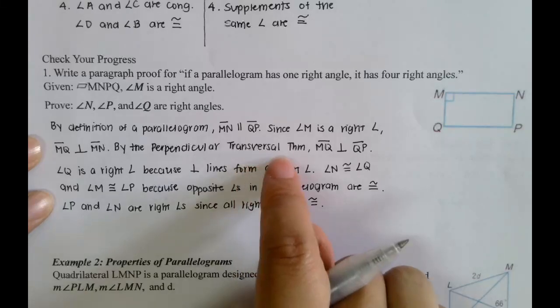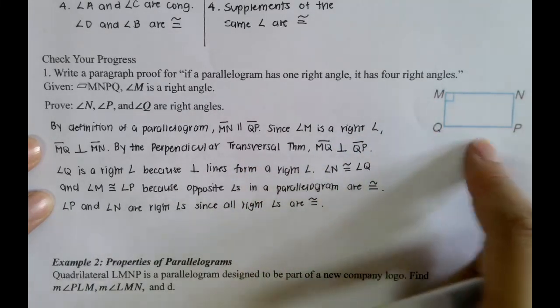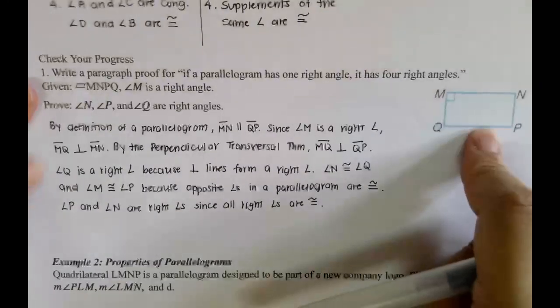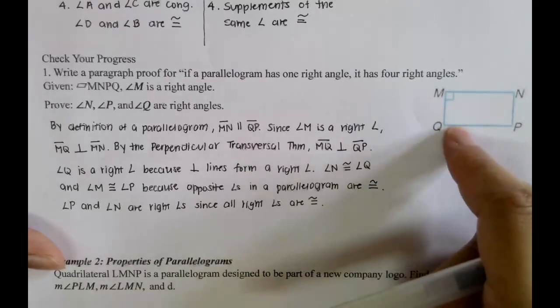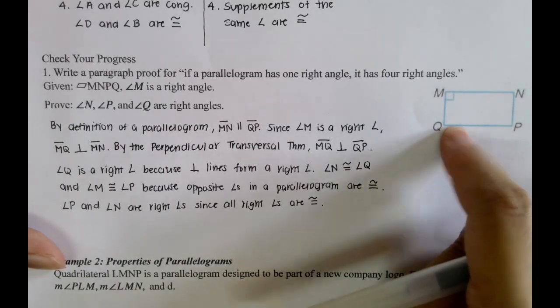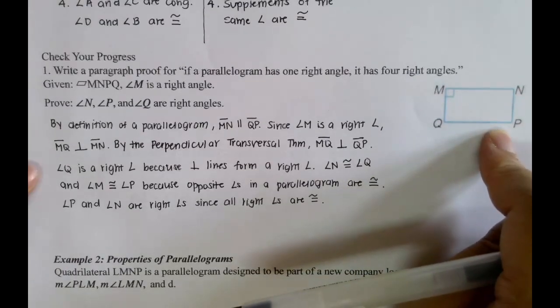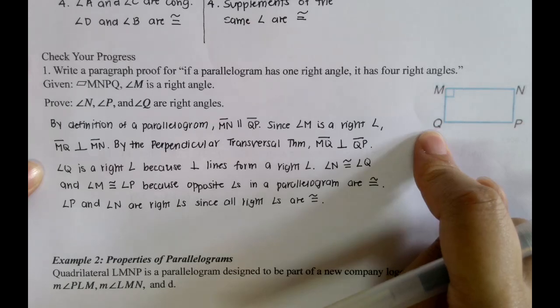By the perpendicular transversal theorem, then, MQ also has to be perpendicular to QP, because if there are parallel lines and a transversal is perpendicular to one of them, it has to be perpendicular to the other one as well. Right? So that's why MQ is also perpendicular to QP, which means that angle Q is a right angle because perpendicular lines form a right angle.